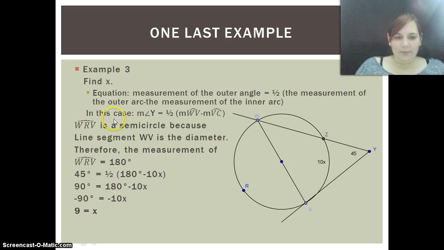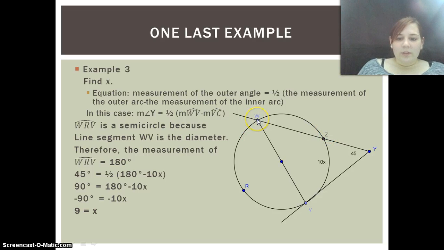Our last example, we want to find x. We know that our equation is the measurement of the outer angle is 1/2 the measurement of the outer arc minus the measurement of the inner arc. So in this case, it would be the measurement of angle y is equal to 1/2 the arc WV minus the measurement of the arc of BZ.